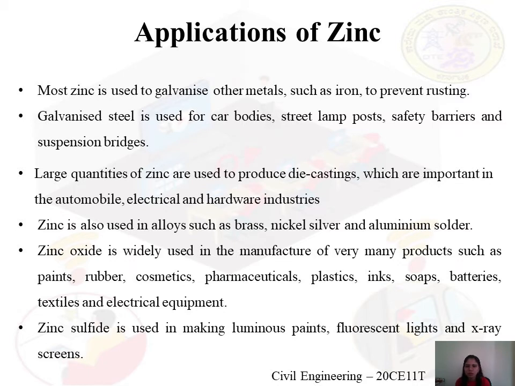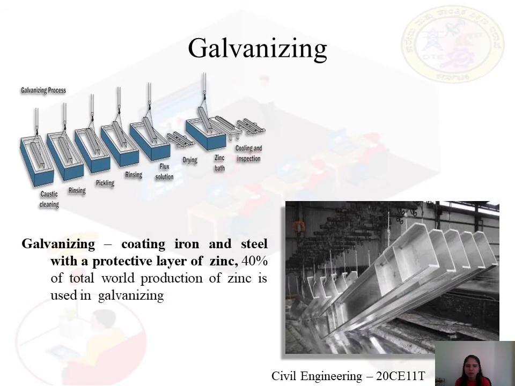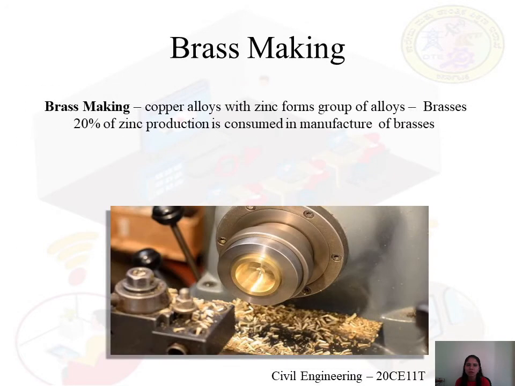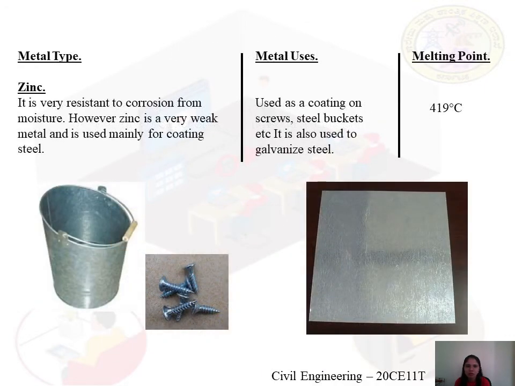The applications of zinc are galvanizing, die casting, and brass making. These are the three important applications of zinc. That is, galvanizing iron and steel, making die castings, and brass making. Okay, hope you have understood the properties and uses of this non-ferrous metal, that is zinc.